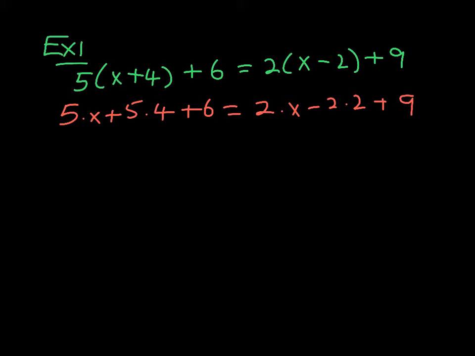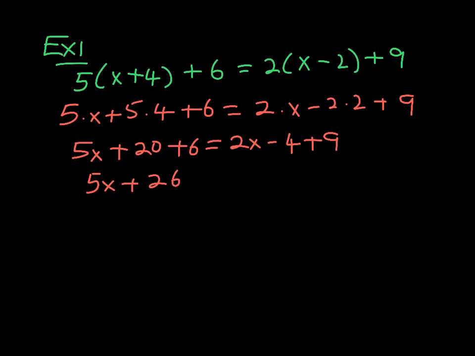Okay, what is 5 times x? That's 5x. So that's 5x plus 5 times 4, that is 20, plus 6 will be equal to 2x minus 4 plus 9. Now let's simplify. 20 plus 6, that's 26, plus 5x plus 26. What about 4 plus 9? That gives us a positive 5.